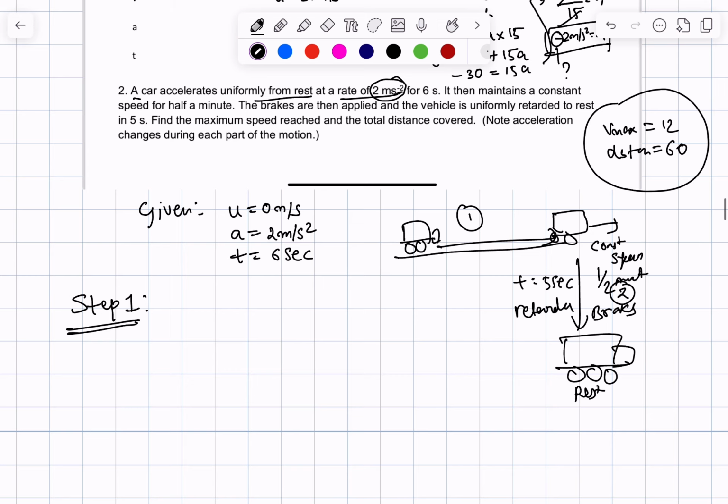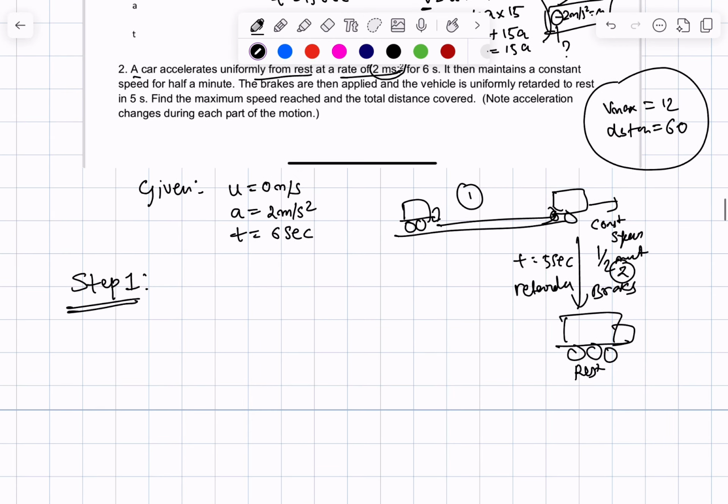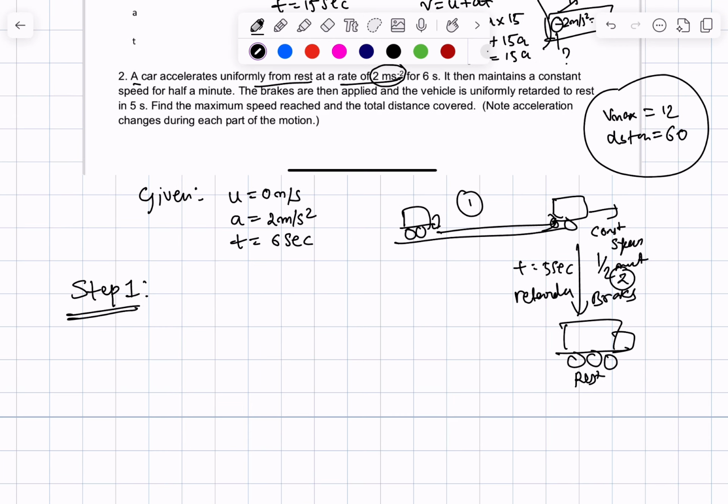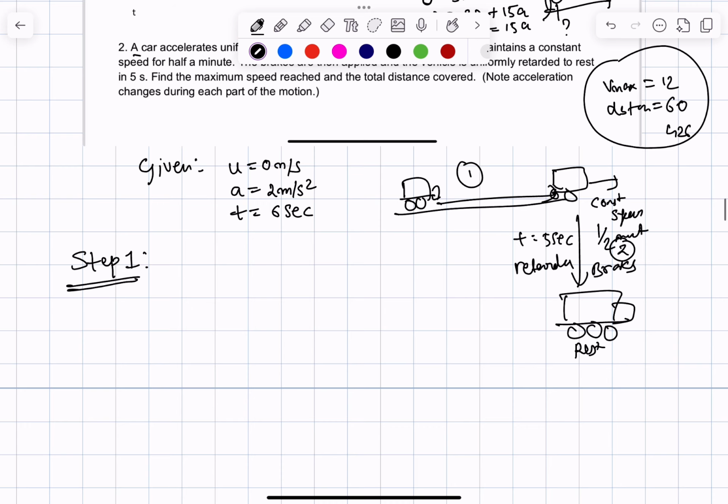Okay, let's check. So this is the answer from Tanisha, right? Someone is saying the total distance covered is 426. Okay. Any more? No. Okay, let's start now.